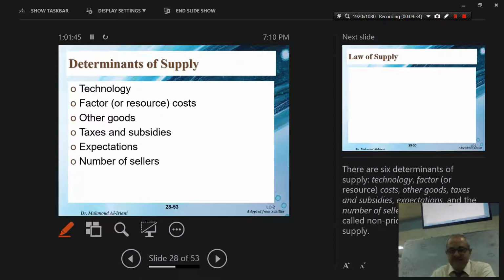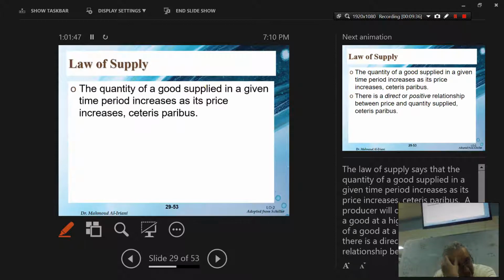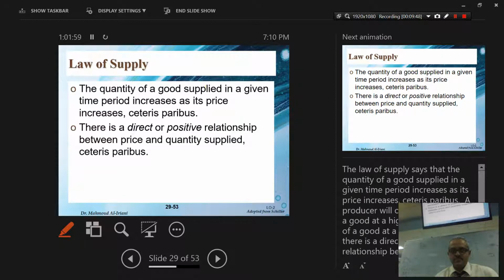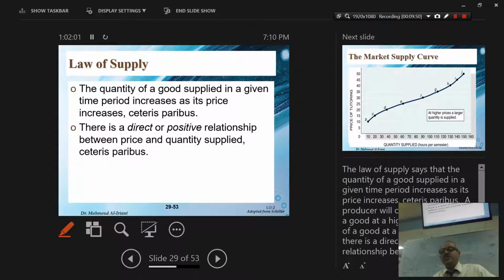That's good. Taxes and subsidies is an example of a determinant of supply. That's good. Now, what's the law of supply? The quantity of a good supplied in a given time period increases as its price increases, ceteris paribus. And there is a direct or positive relationship between quantity supplied and price, ceteris paribus. You guys are okay with this?